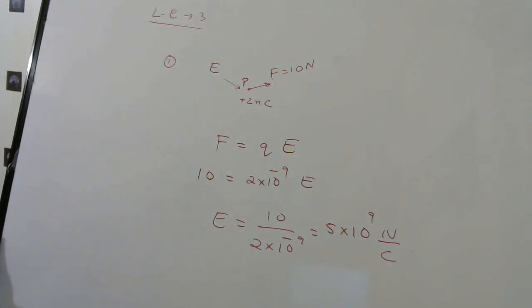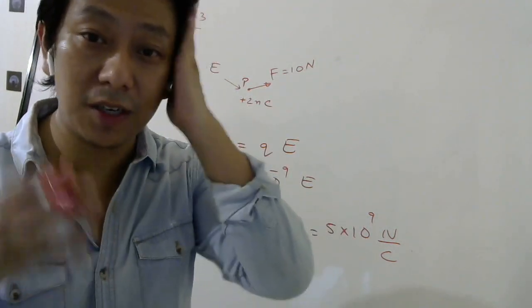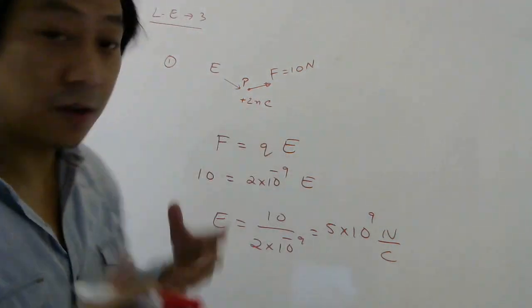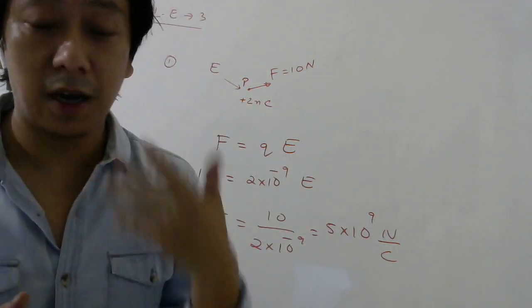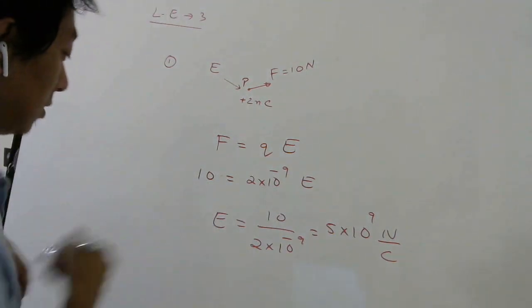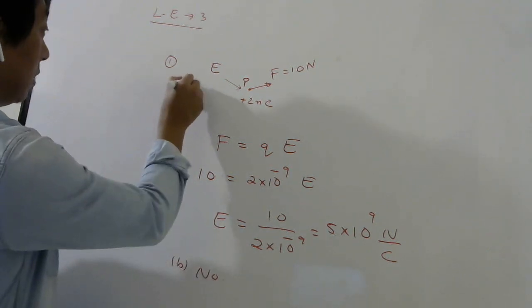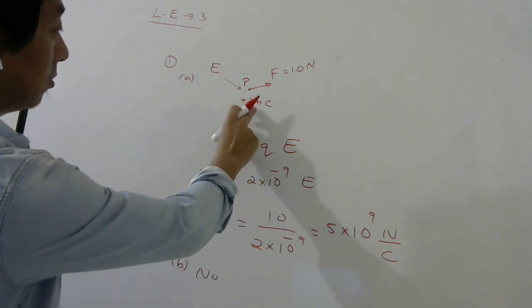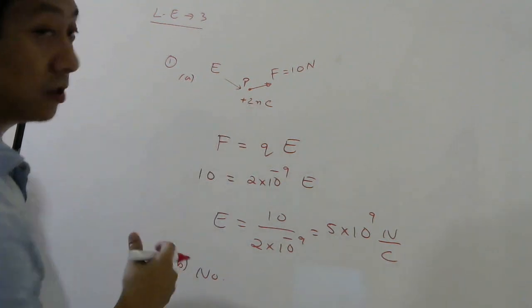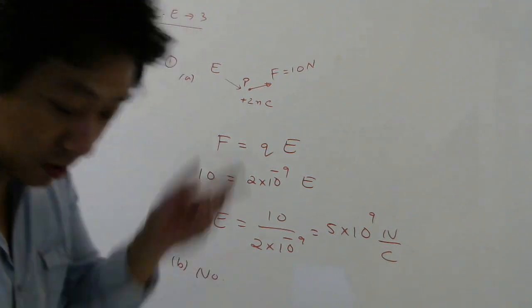Now they are asking, is this electric field due to 2 nanocoulomb? No, 2 nanocoulomb is feeling the force. Right, students? It is like your test charge basically. It is not the charge which is producing the electric field. So the answer to the second part is no. The electric field is not due to this charge. This is the one which is feeling the force. Electric field is produced by the source charge, which they have not mentioned.